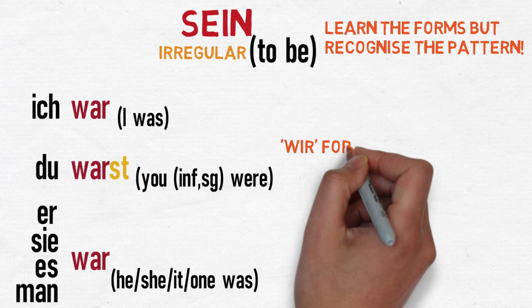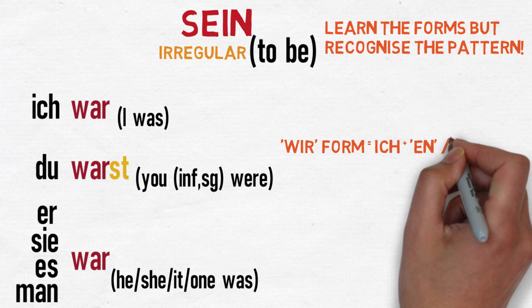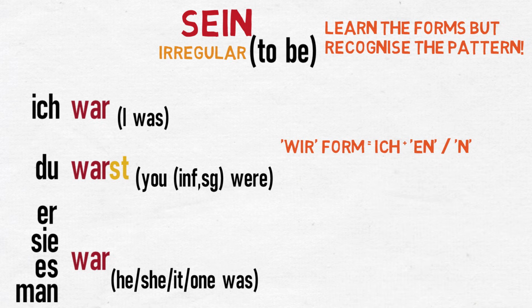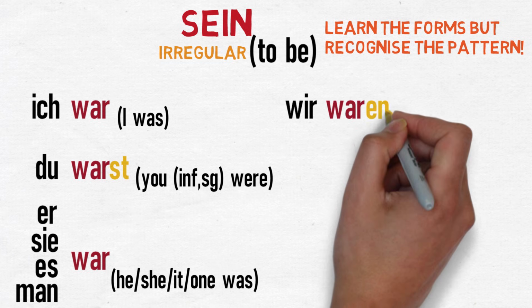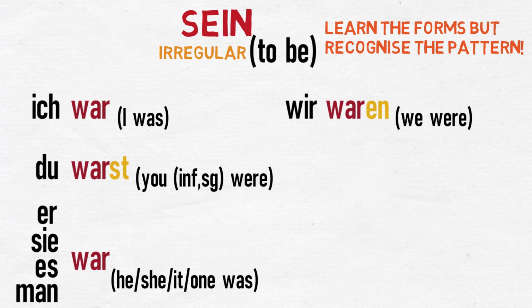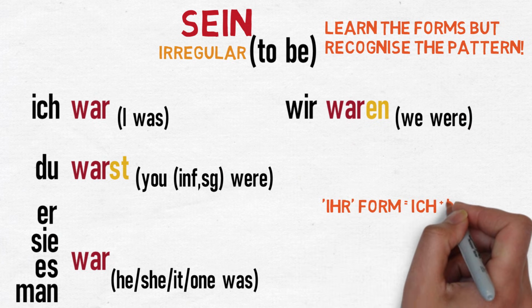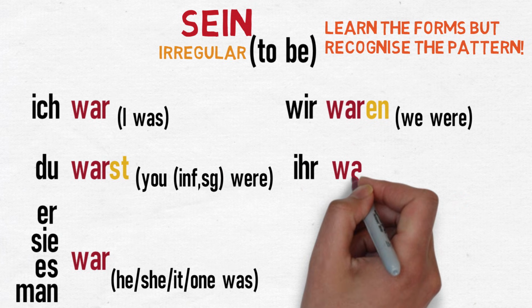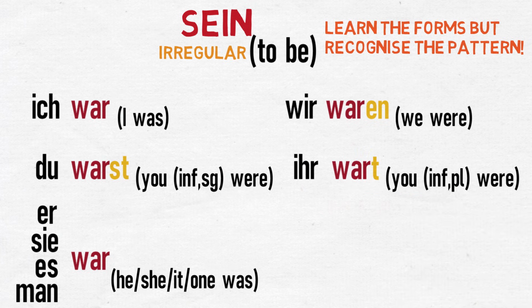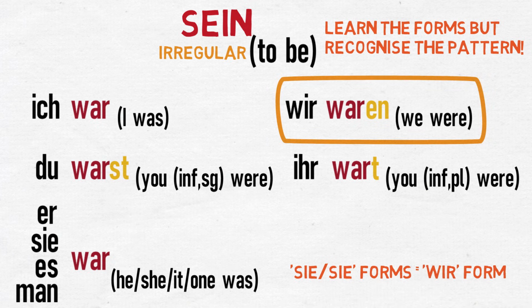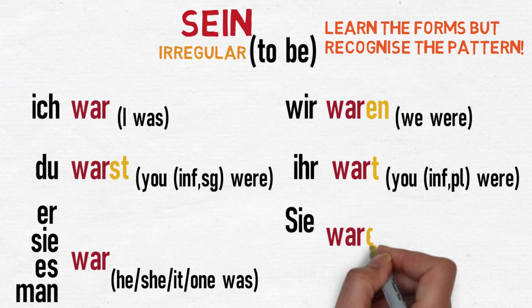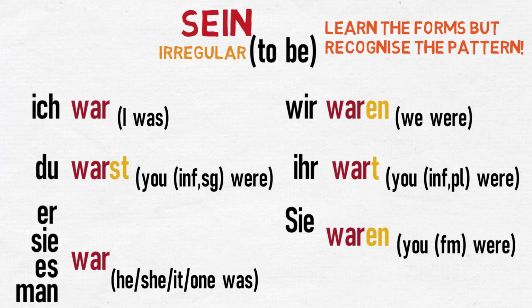The wir form is the ich form with an added en, or n if the ich form already ended in e, like it did with ich hatte. For sein, we take the ich form and add en. Wir waren, we were. The ihr form is the ich form with an added t, so ihr wart, you were, in an informal plural sense. And we know that the Sie and sie forms of the verb are identical to the wir form. So Sie waren, you were in a formal sense, and sie waren, they were.